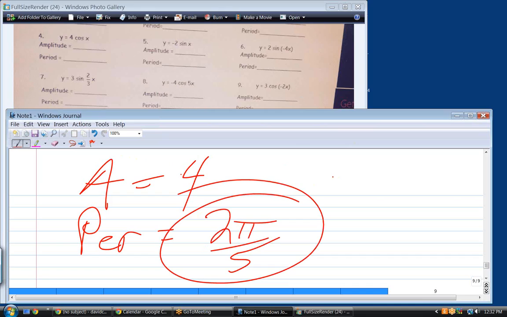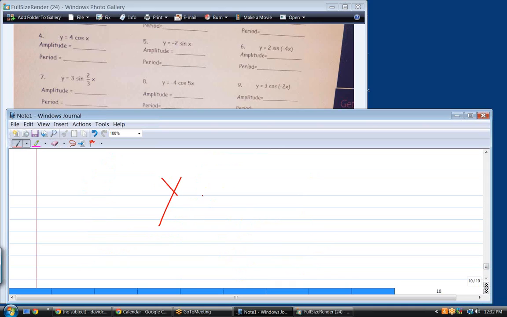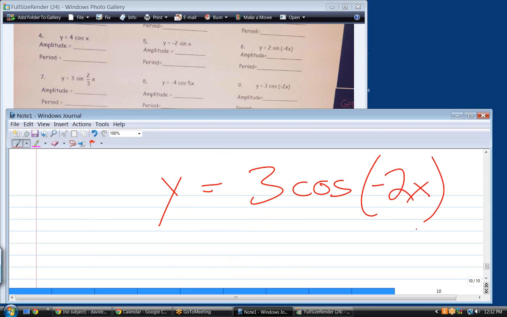Number 9. Amplitude is 3. Now, let's look at number 9 for a second. It's the first one we've seen like this. Well, how can I handle that negative sign inside the parentheses? Is it just -2x?